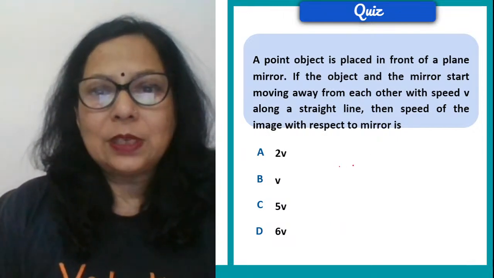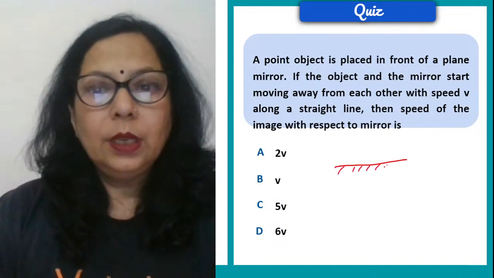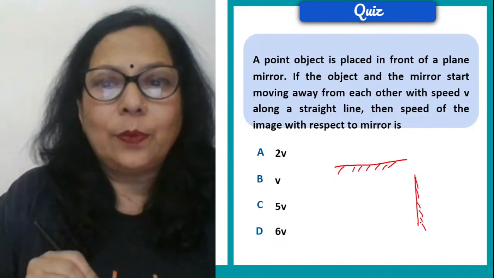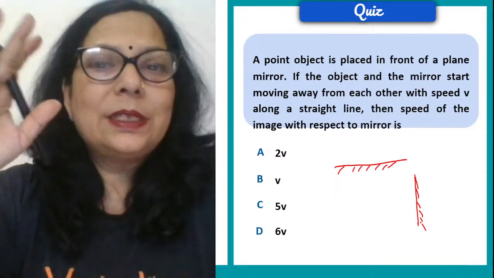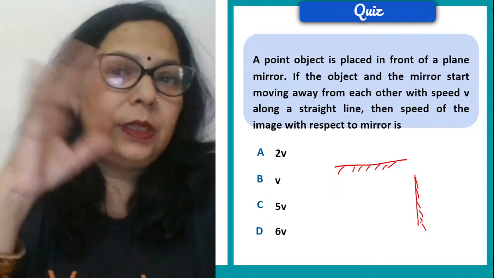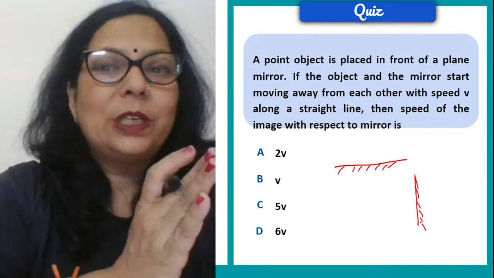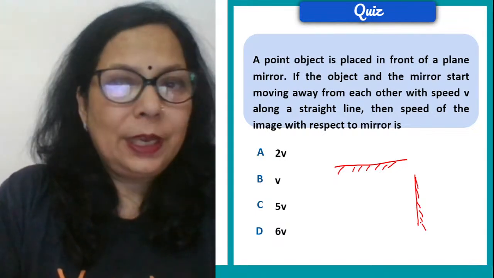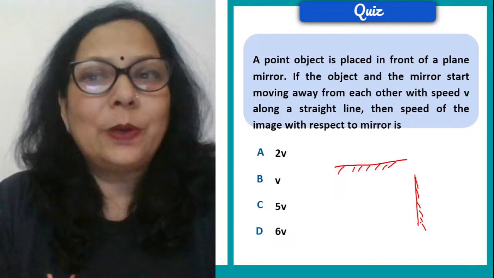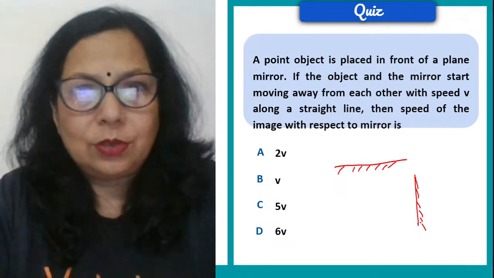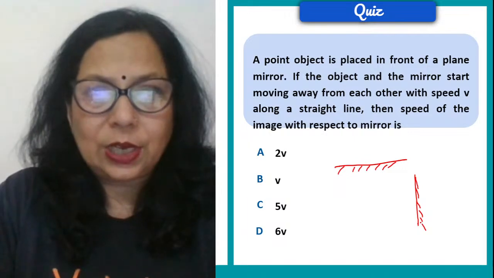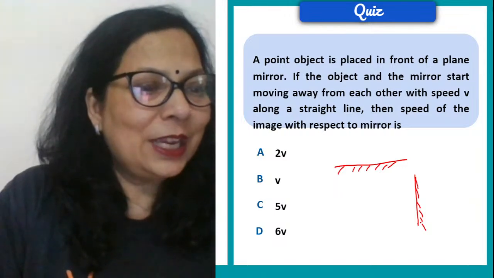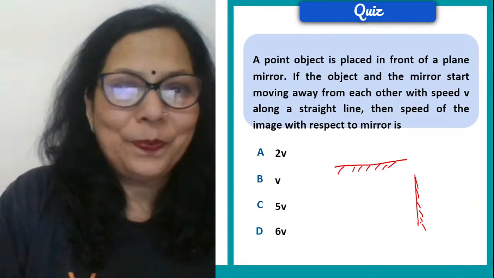You know that if it's a plane mirror, the image is formed at the same distance as the object. At the distance the object is placed in front of the mirror, at the same distance behind it the image will be formed. So the distance will be x plus x, 2x, between the object and the image. So if both are moving away from each other, what will be the speed of the image with respect to the mirror? What is your name so that I can call you by name?